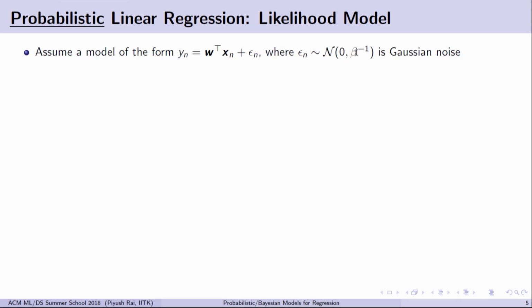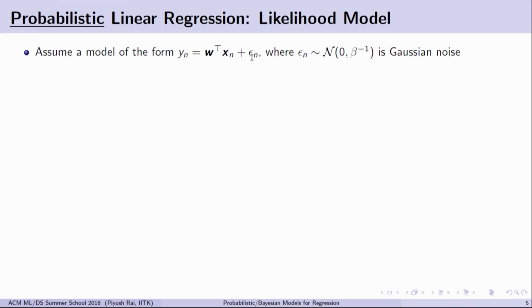So beta is known as the precision of a Gaussian. It's the inverse of the variance. So if I use 1 by sigma squared, it's known as the precision. So beta is the precision, and beta inverse is the variance. I'm using the precision instead of variance because it just makes the notation slightly simpler later on. Anyway, this is our probabilistic model.